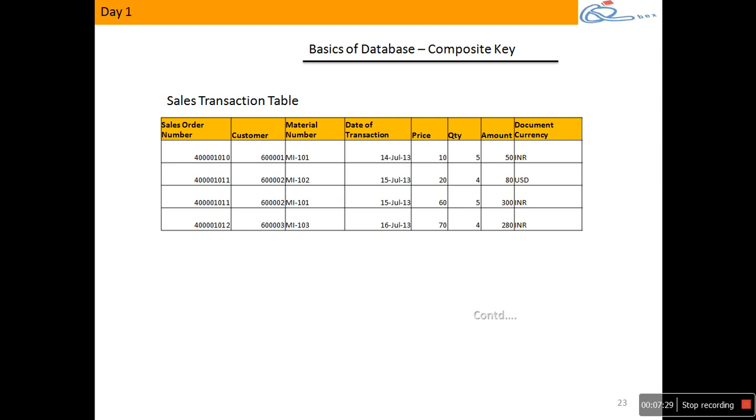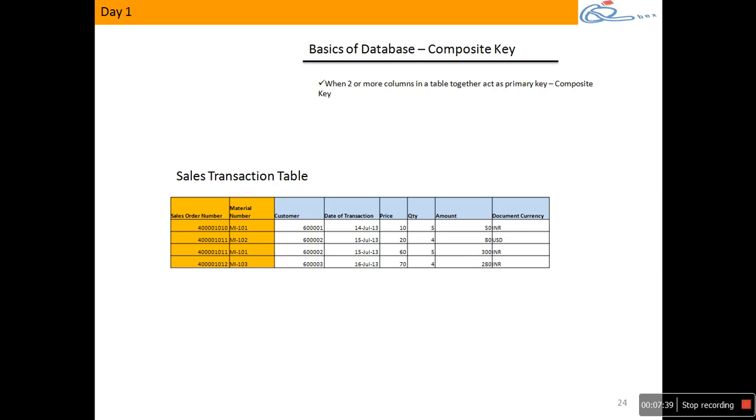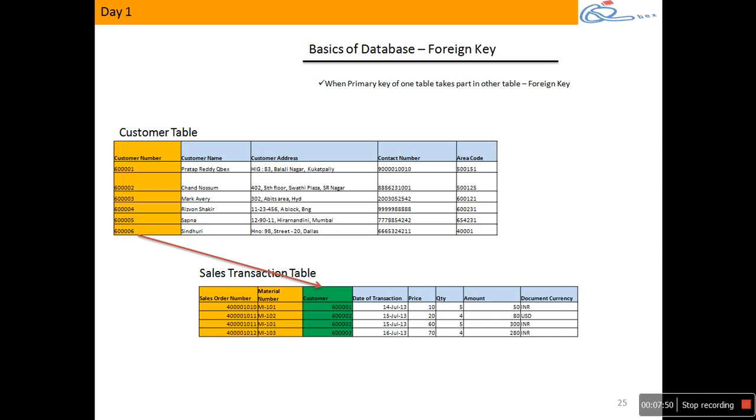Okay? So do you understand what a composite key is? When 2 or more columns together act as a primary key, we refer to it as what? Composite keys. And the maximum number of columns in a composite key is what? 16. Whether it is HANA, it's all the same. So I'm going to have sales order number and material number together as primary keys. Good. Now next.